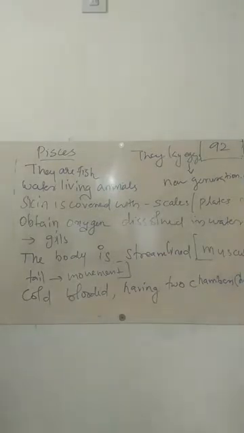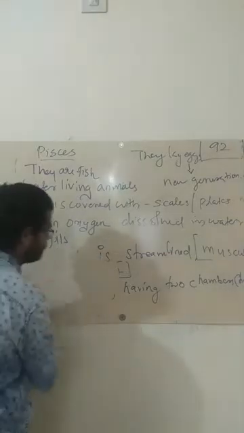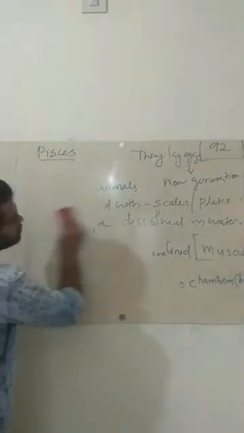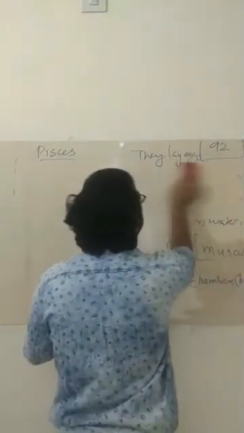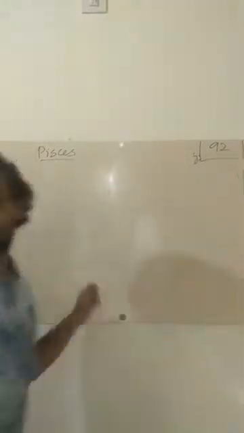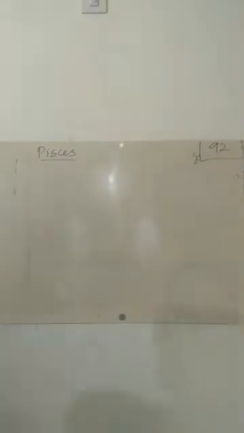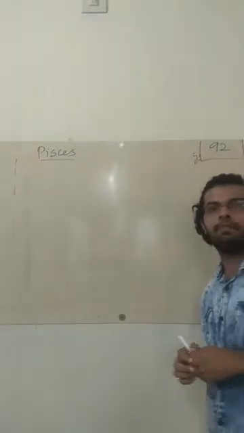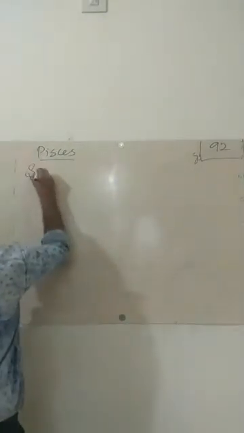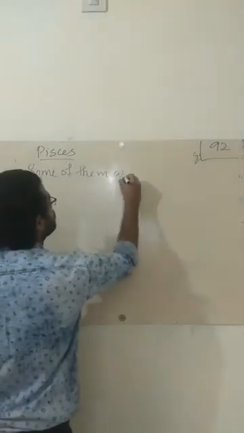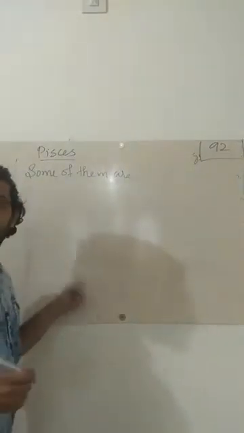Okay, so we are getting into the next section of pisces. They lay eggs for the making of the next generation. So what will happen next? We can think of many kinds of fish, some with skeletons made entirely of cartilage.